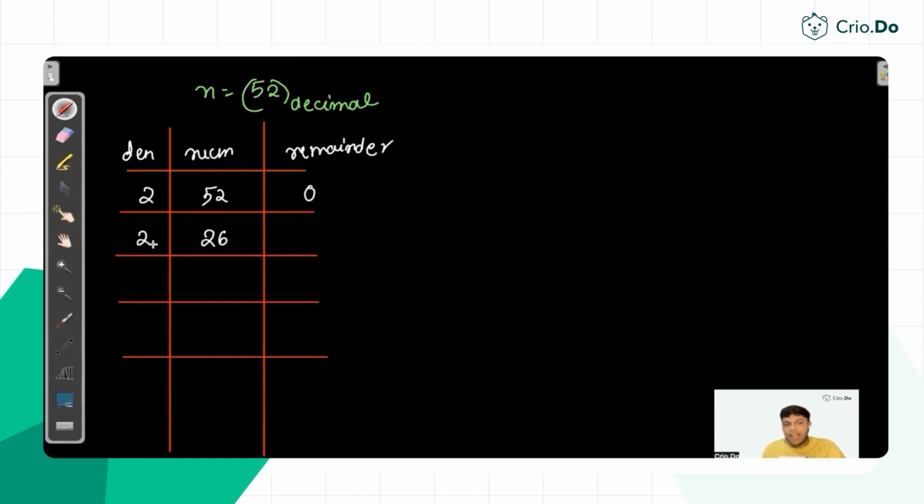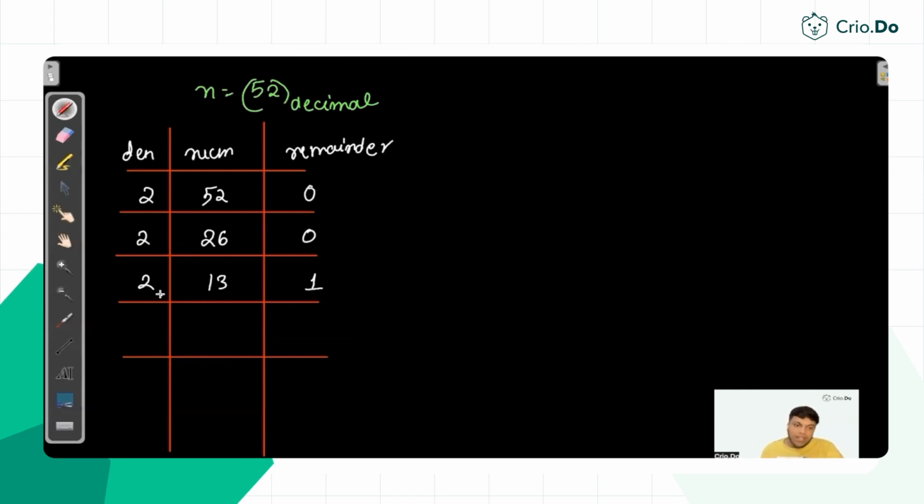And I will again try to divide it by 2. We will keep on dividing by 2 till the number reaches 0. So 26 by 2, again the remainder is 0, and 26 by 2 will give you quotient 13. So the quotient will become the new numerator. Denominator will remain the same. 13 by 2. Now 13 can't be divided properly by 2. It will give you one remainder.